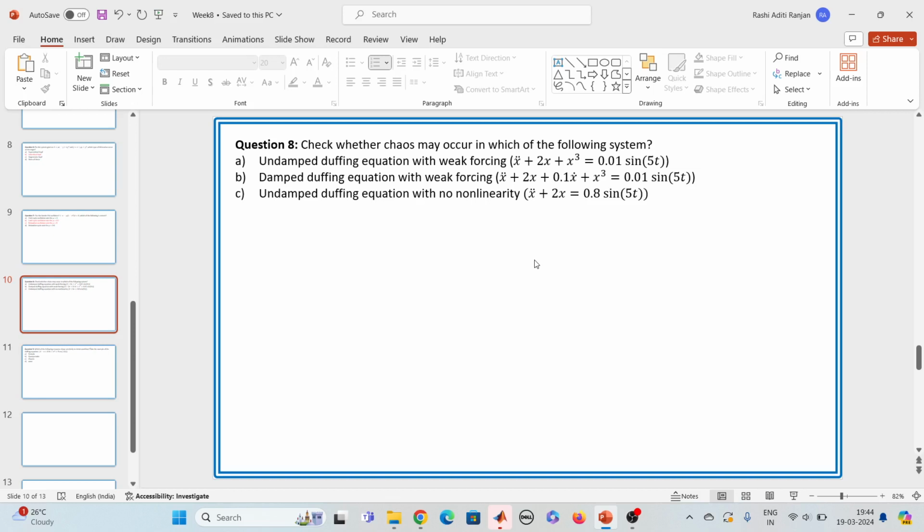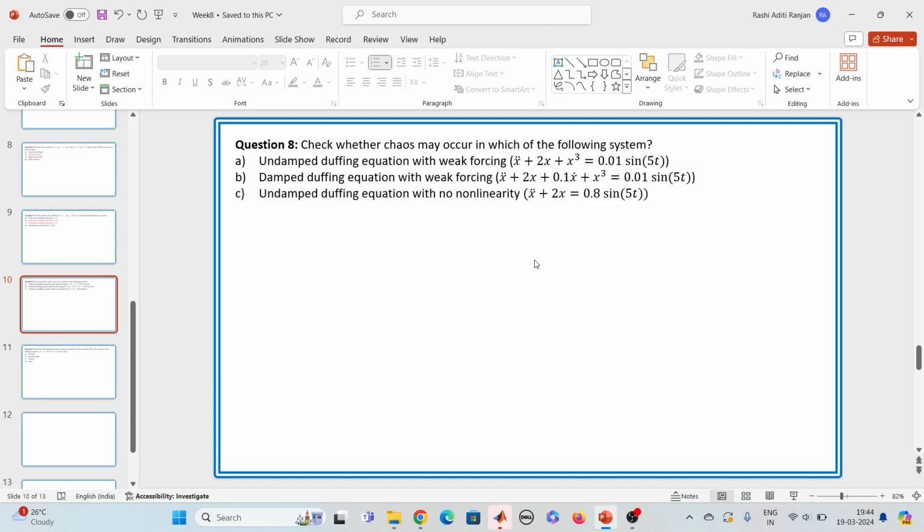So if my system has a weak forcing, and after that it is my strain stiffening system, or should I say hardening system, right? Because I have 2x plus x cube. As x increases, my stiffness is also going to increase. In that case, I cannot see chaos. Okay.